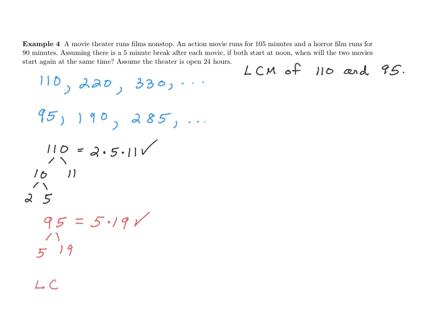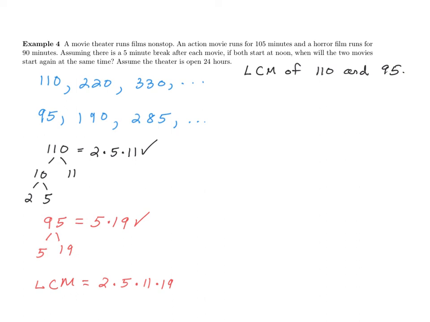So what is the least common multiple of both 110 and 95? We need to use all of these prime numbers, so that's 2, 5, 11, and 19. Notice that the most that any of these occurs is to the first power, and that means that's exactly the exponent you're going to use on all of these numbers here. So in fact, the least common multiple, as it turns out, is just the product of these numbers, 2 times 5 times 11 times 19.